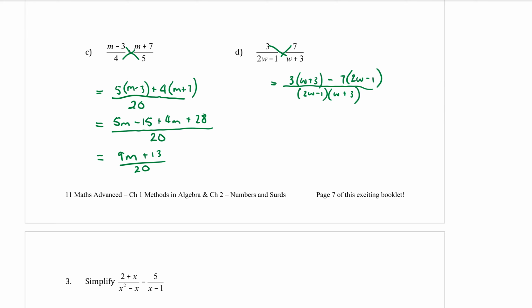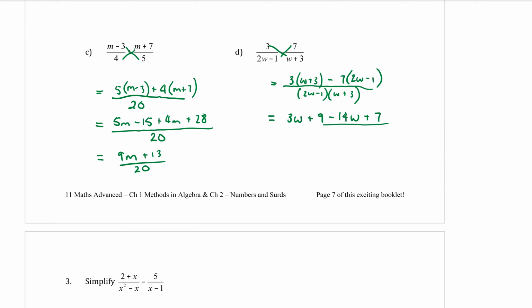Okay? Go to the expanding step. 3 times w is 3w. 3 times 3 is 9. Now the minus sign. Be very careful here. Minus 7 times 2w is minus 14w. Minus times a minus means that the next one's going to be a plus. 7 times 1 is 7.